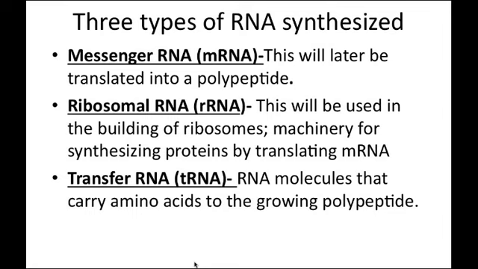Ribosomal RNA is a ribosome, right? This is going to be used to build the ribosome's machinery, which synthesizes proteins by translating the mRNA, right? You now know that ribosomes produce proteins. Well, here's the RNA that does it. Transfer RNA are these special RNA molecules that carry the amino acids to the ribosome to build off of that messenger RNA to produce that polypeptide or those proteins. Translation requires all three of these things. Most times people think only messenger RNA produces the protein. Well, in fact, you need all three types of RNA to produce that protein.